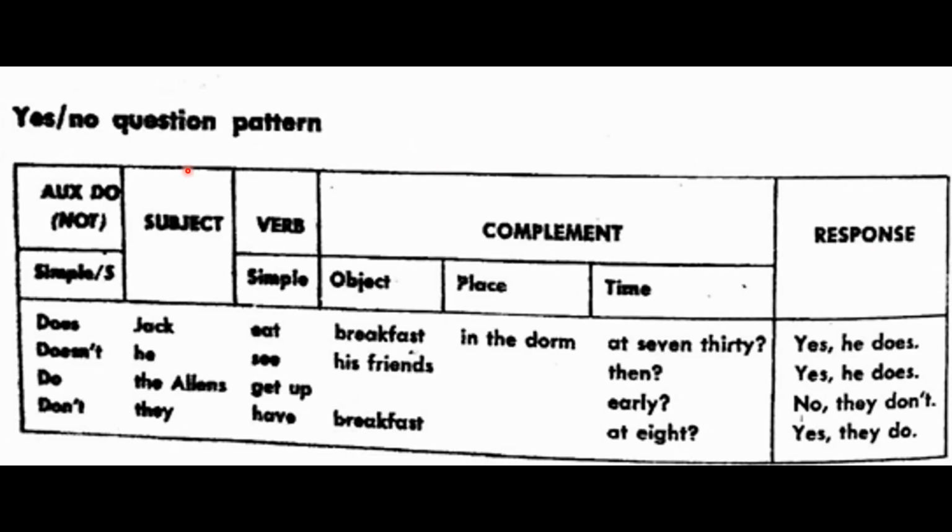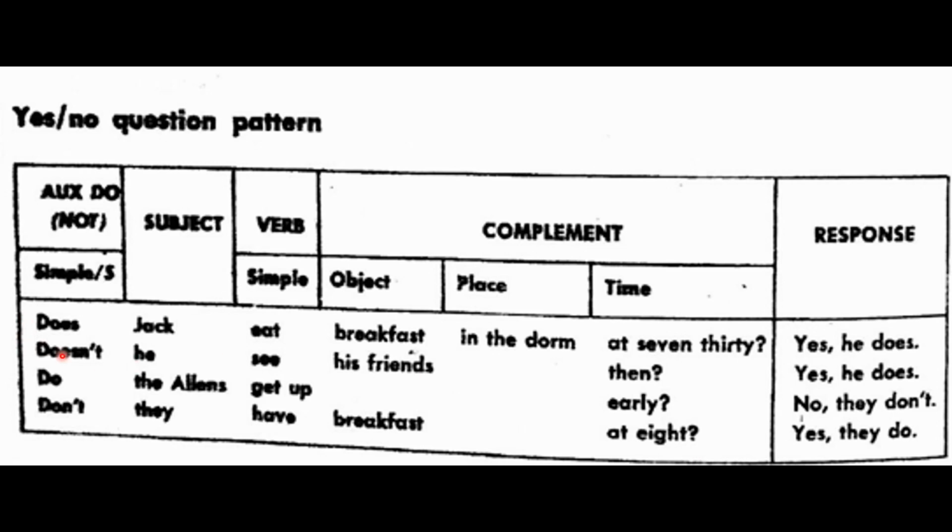Yes/no question patterns. So in the case of yes/no questions, we need to start our questions with an auxiliary like does or doesn't, do or don't. Does Jack eat breakfast in the dorm at 7:30? Doesn't he see his friends then? Do the Allens get up early? Don't they have breakfast at night?